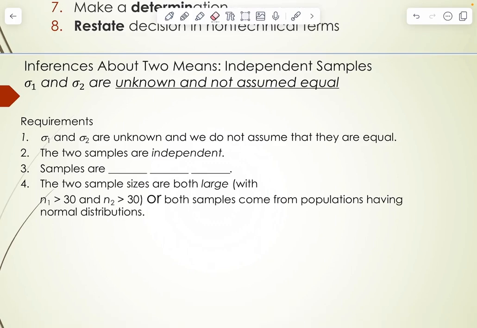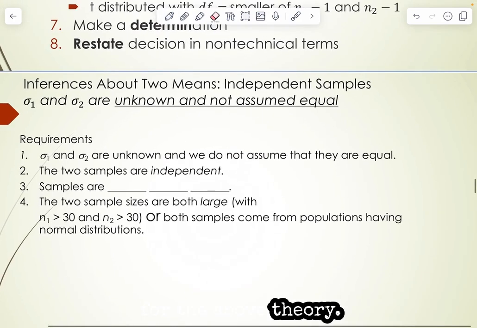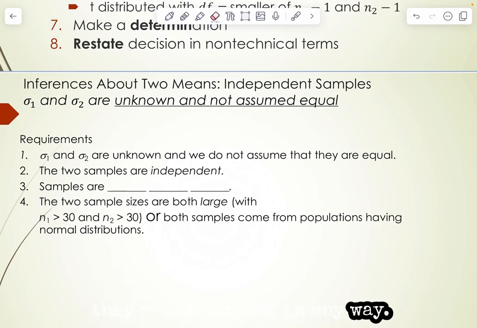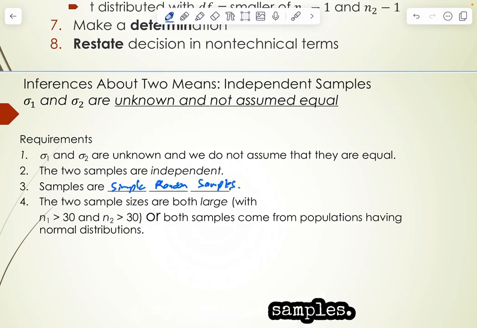Requirements: sigma 1 and sigma 2 are not known, and we do not assume they're equal. Those are the requirements for the above theory. The 2 samples are independent; they're not matched in any way. Samples are simple random samples. You also need the samples to be large enough: both sample sizes are over 30, or both samples come from populations having normal distributions.